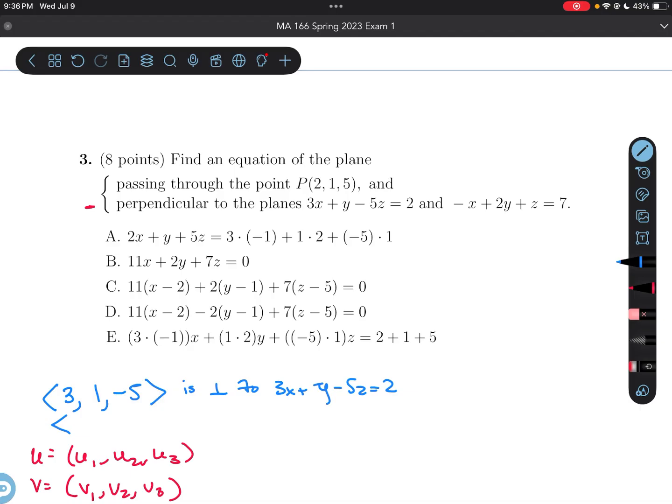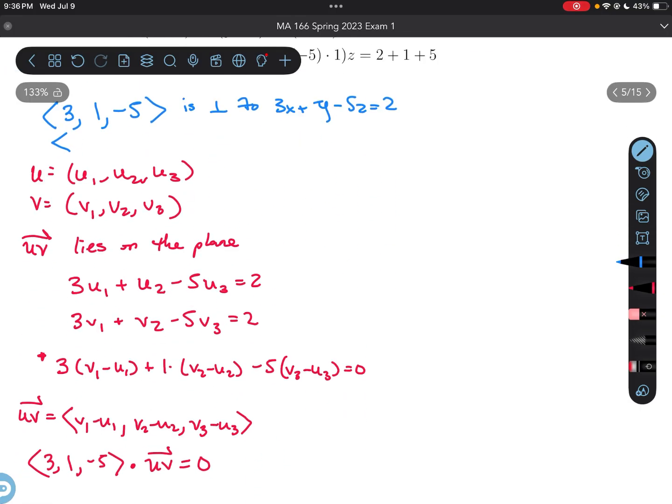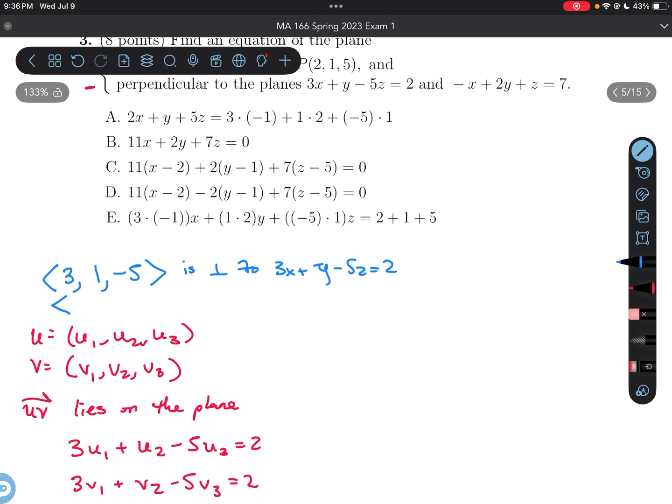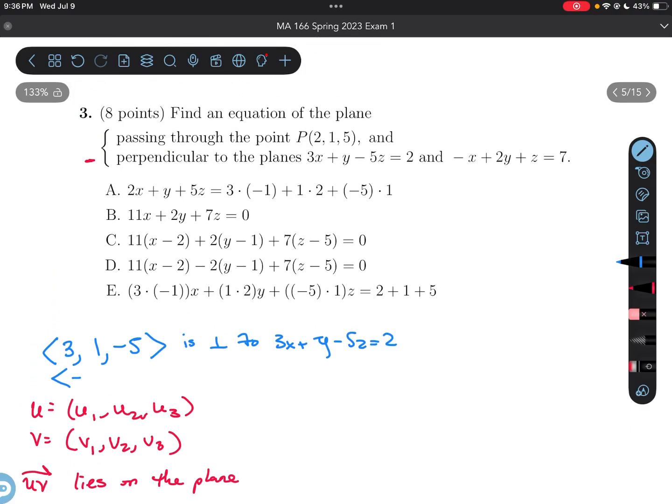And the same logic holds. I used (3, 1, -5) as our example, but we could do the same proof for a generalized plane, and this would still hold. So that's how we know that the vector (-1, 2, 1) is perpendicular to the plane negative x plus 2y plus z equals 7. Okay, so that is important information.